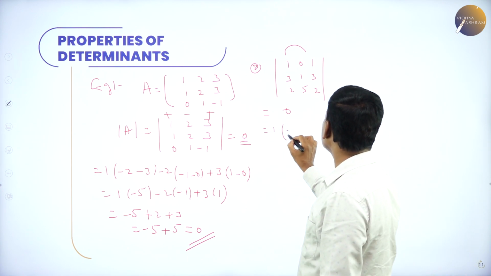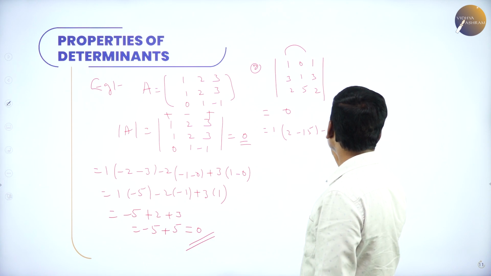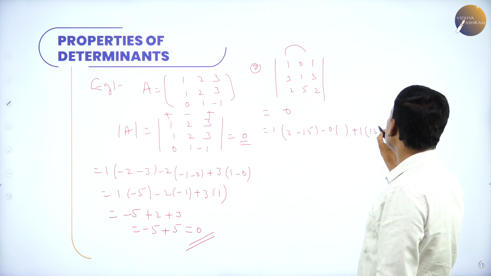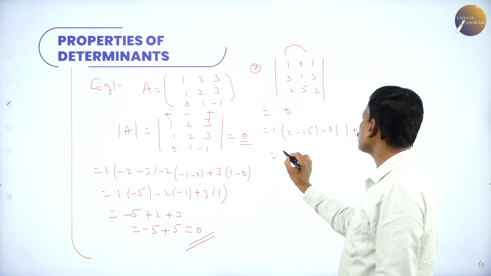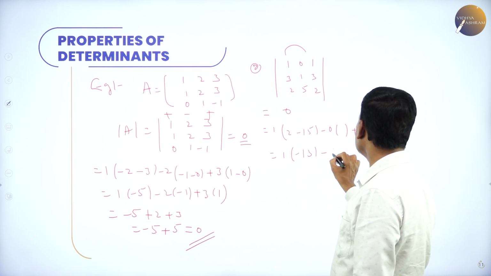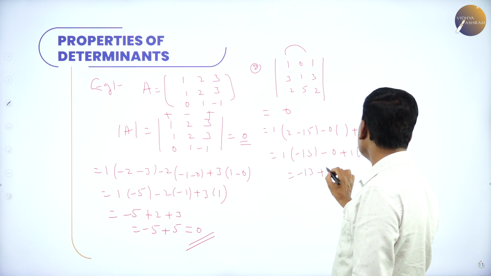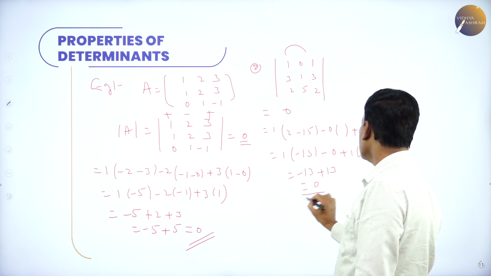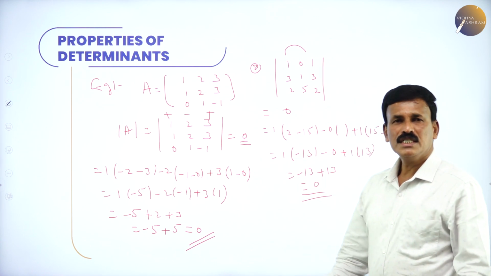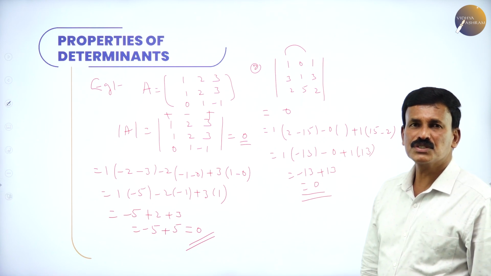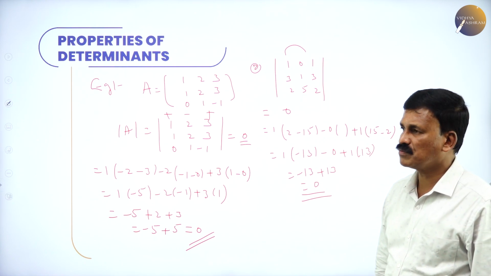1 into 1 2s are 2, minus 5 3s are 15, minus 0 into number is 0, plus 1 into 5 3s are 15, minus 2 1s are 2. This is minus 13, 0 plus 1 into 13. This is minus 13 plus 13. This is equal to 0. So, if two rows or two columns are same, then the value of determinant is 0. Either it may be row or column.